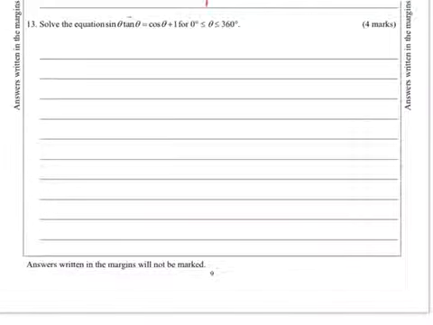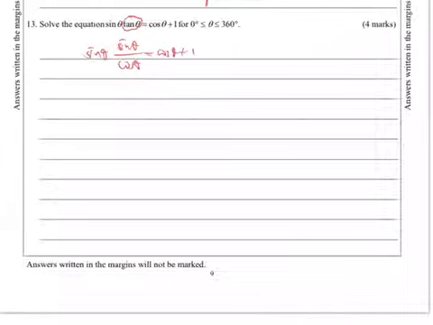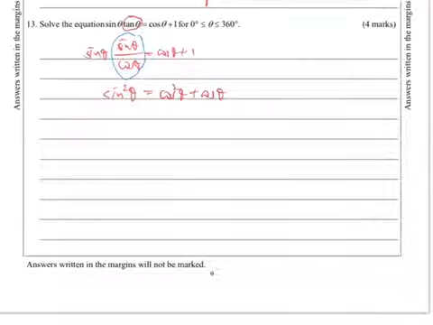Now 13 is solving a trigonometric equation. The first step is we will remove the tangent into sine over cosine. The second step is we don't want to see any fraction here. So you can multiply both sides by cosine theta. So you have sine squared theta equal to cosine squared theta plus cosine theta. So once you see the cosine theta here, it means that we need to change this one into 1 minus cosine squared theta.